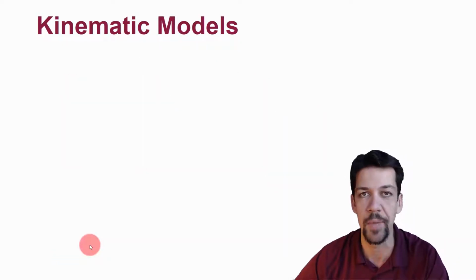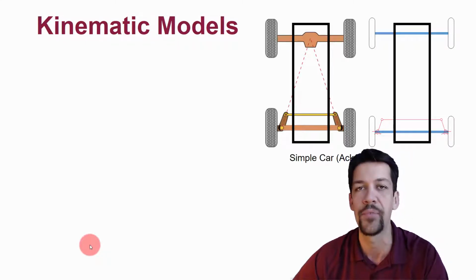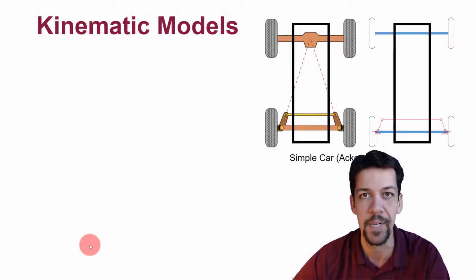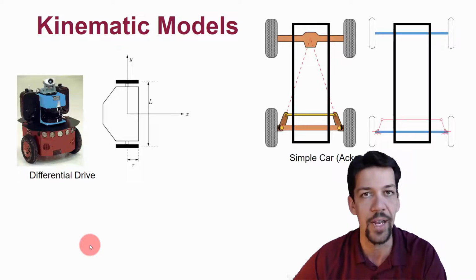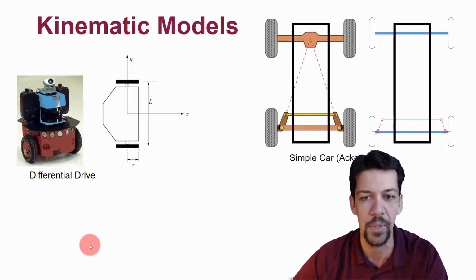There's a few kinds of kinematic models. One of the simplest and the ones we're most familiar with is called the Ackerman or simple car model, where we have steered wheels in the front and drive wheels in the back, or four-wheel drive with some kind of steered wheels. An even simpler model is called differential drive, also known as tank drive, where we've got two wheels that are independently driven and it can spin in place.